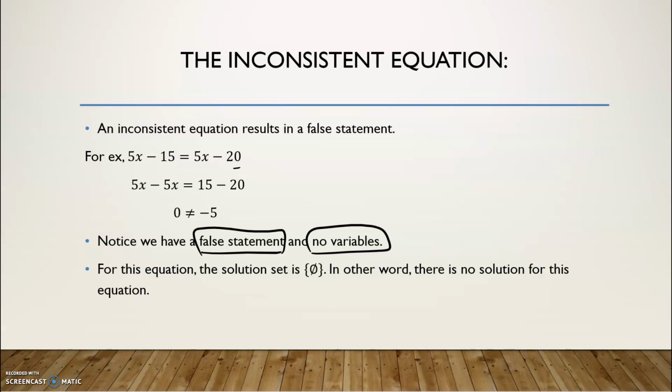And for an inconsistent equation, that means that you have absolutely no solution. So your solution set would be a 0 with a slash through it. We call this the null set. But the thing to take away is you don't have any solutions. There's not a single x value that, if you plug it into this equation right here, would give you a true statement. It's always going to give you a false statement.